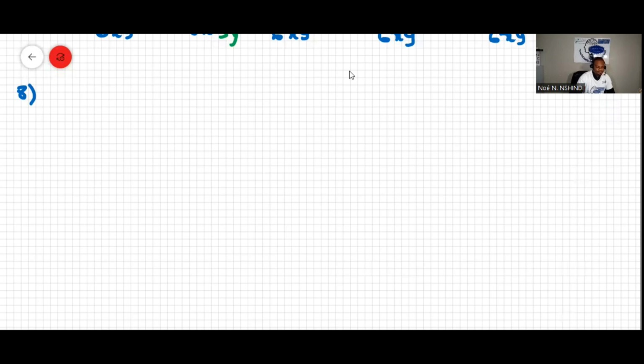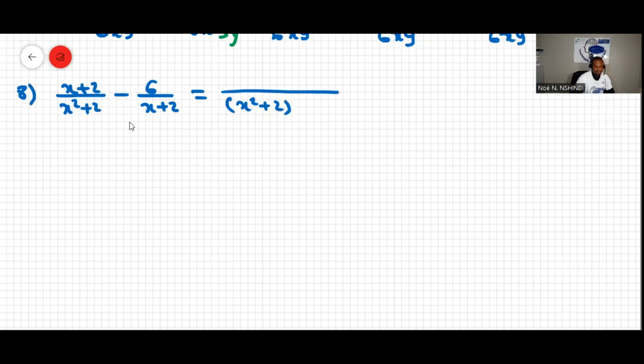Question 8: x plus 2 over x squared plus 2, minus 6 over x plus 2. Now, we need to find the LCM of these two. We can see that they're completely different. So to find the LCM, I'm just going to write here x squared plus 2. There we have x plus 2 already.